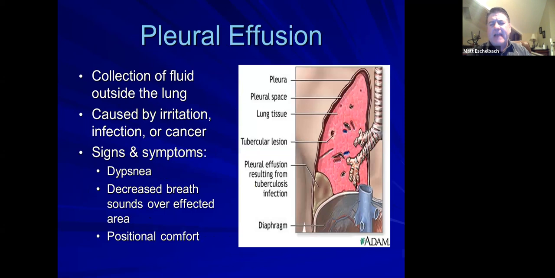Pleural effusion can happen from very different things. That's a collection of fluid. It can be from infection, like a tuberculosis infection. It can be from a cancer. It can be from some type of inflammatory process in the lungs where fluid is produced and the fluid goes into the lung pleura. And you can see as the pleural effusion takes up space, that interferes with the exchange of gases.